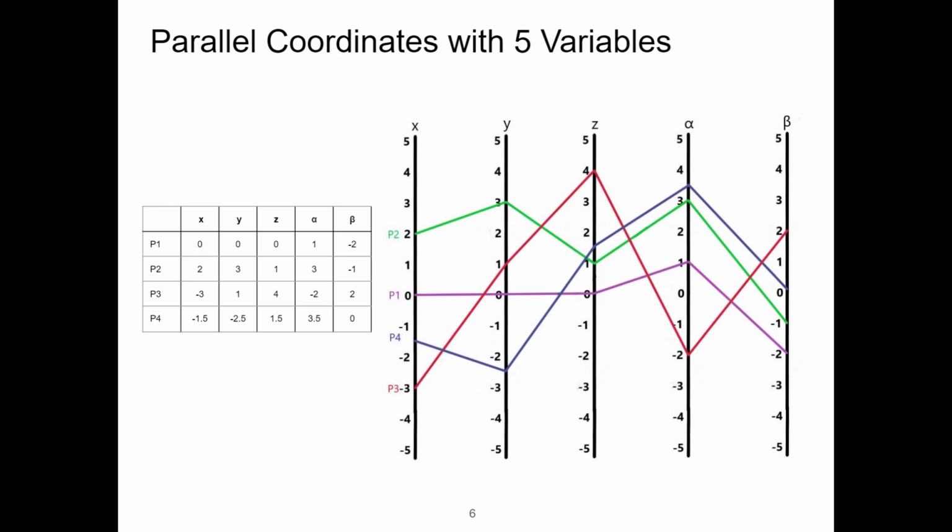Each point in this table has 5 variables. Each point variable is represented by an axis and each point is described by an edge on the parallel coordinates. In this example, we have 5 axes and 4 polylines. The edge crosses each axis to show the corresponding value of the point on a particular axis. For example, the green edge represents point 2, starts at 2 on the x-axis, goes to 3 on the y-axis, then 1 on the z-axis, 3 on the alpha-axis, and ends at minus 1 on the beta-axis.